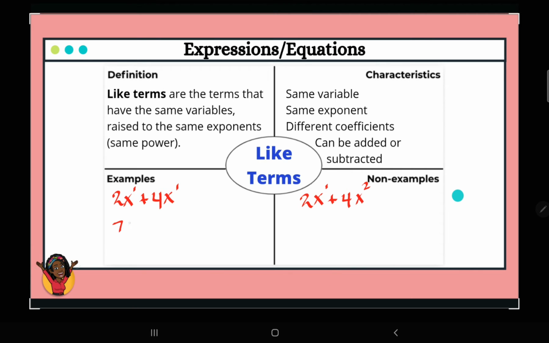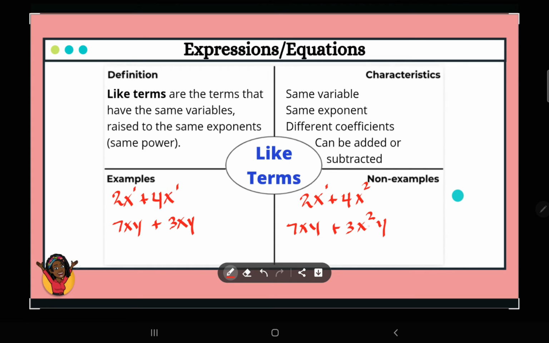Another example would be 7xy plus 3xy. If you notice again, there are two variables on each of them, but the variables are the same. A non-example would be 7xy plus 3x squared y. We have the same variables, but now the x is raised to a power of 2, while the x in the 7xy is only raised to the power of 1.